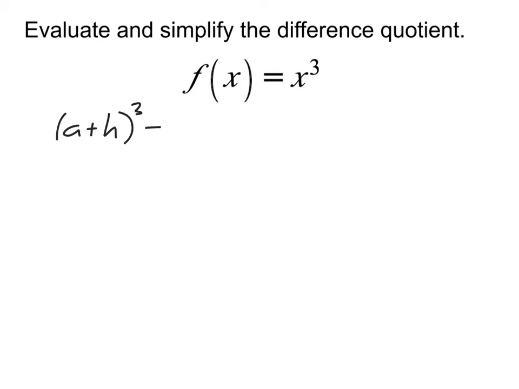And then we have to subtract f of a, which means plugging the a in for x. So that's going to be a cubed. And that's all going to be over h. Nice and easy, right? I mean, there that is. That's it. That's the difference quotient. Except, of course, for this little word right here: simplified.